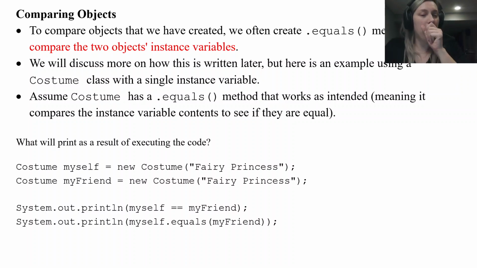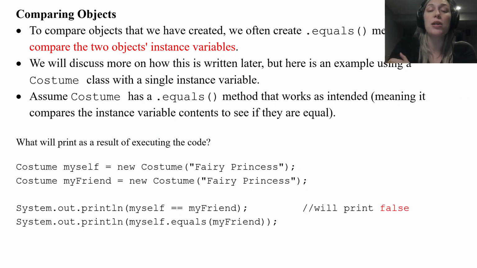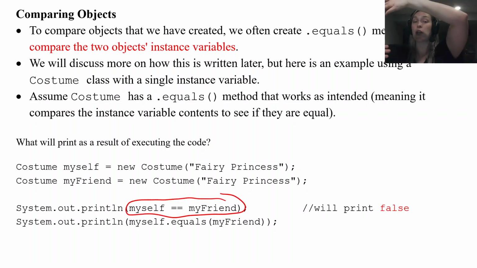So here's an example. I have a costume class. I'm going to create a costume for myself. It's going to be a fairy princess. And I'm going to create a costume for my friend, who's also a fairy princess. Now, these two objects were constructed in memory. And if I use the equal to, it's going to print false, because I have two different locations in memory in that box.